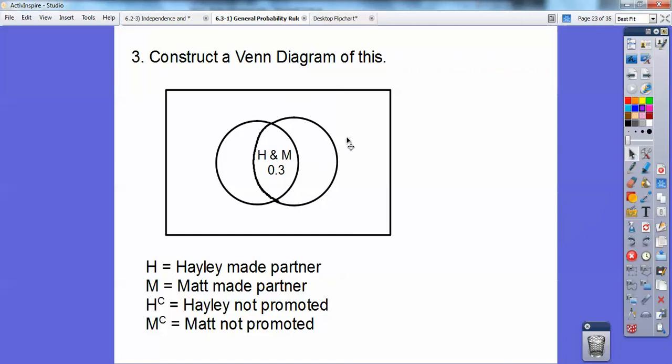That's 0.3. And then right here, I think I called this one Haley, but not Matt. And over here, this little area is going to be Matt, but not Haley. Okay, so here's Haley getting promoted without Matt, and here's Matt getting promoted without Haley. Remember, Haley is 0.7. Here's my 0.7, 0.4 plus 0.3, and Matt is 0.5. Here's my 0.5, 0.3 plus 0.2. So you can get those that way. And then out here is where they both do not get promoted, so the 0.1. Easy enough, all right.